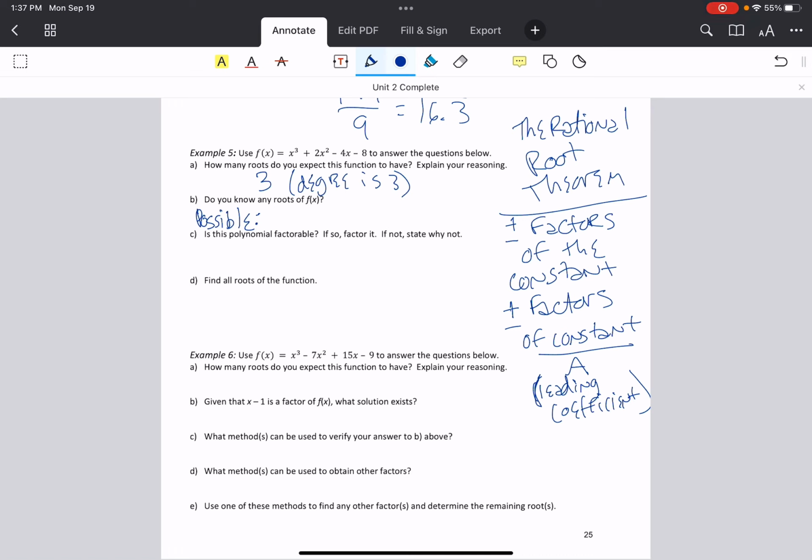What is the constant on this example? Negative 8, good. So the constant is negative 8. So the first thing I'm going to do is take the positive and negative factors of the constant. So plus or minus 1, plus or minus 2, plus or minus 4, and plus or minus 8.